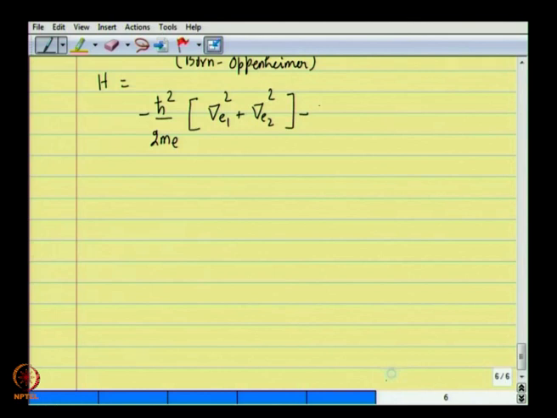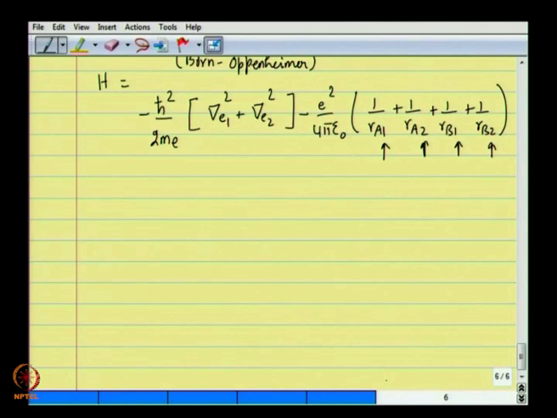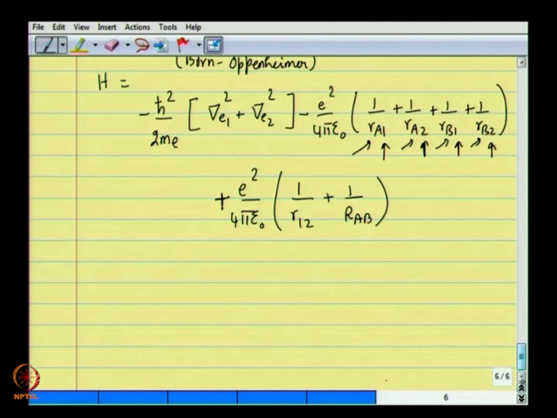So, to include those terms, we write minus e square by 4 pi epsilon naught, and the Coulombic attraction terms are 1 by RA1, 1 by RA2, plus 1 by RB1, plus 1 by RB2, which are the distances of the electrons 1 and 2 from the nucleus A and B. Okay. And the last term is of course e square by 4 pi epsilon naught, 1 by R12, there should be a plus here, the electron-electron repulsion, and the nuclear-nuclear repulsion, 1 by RAB. Okay. So, this is the Hamiltonian.